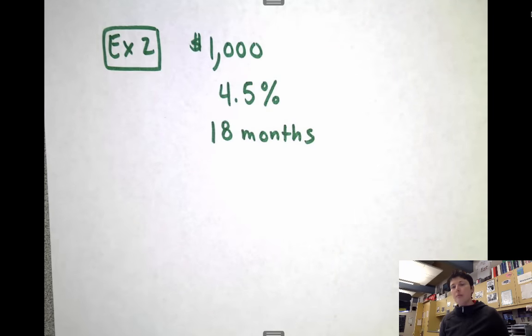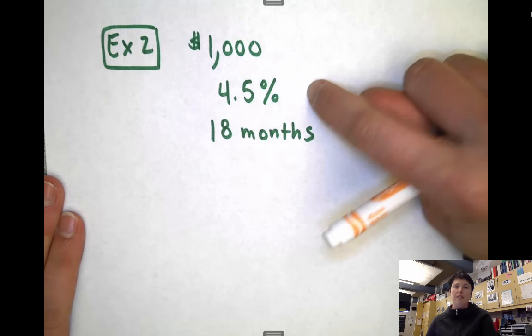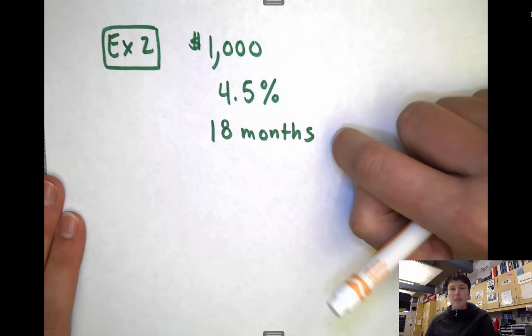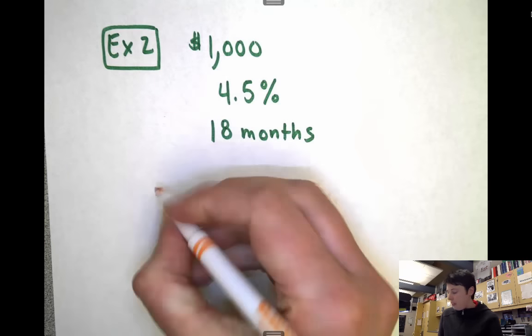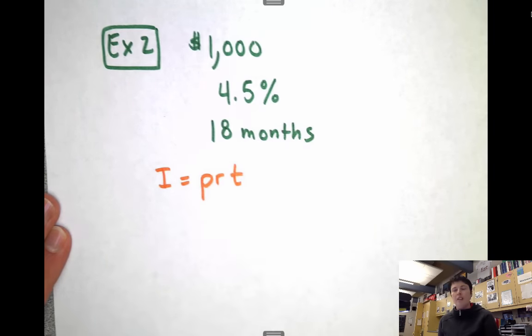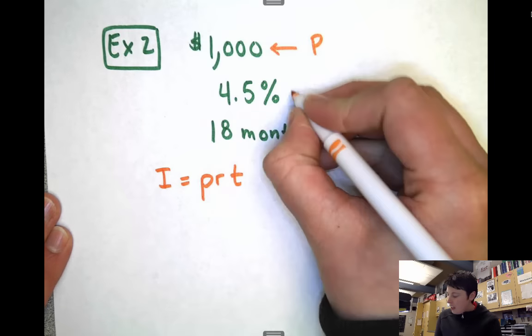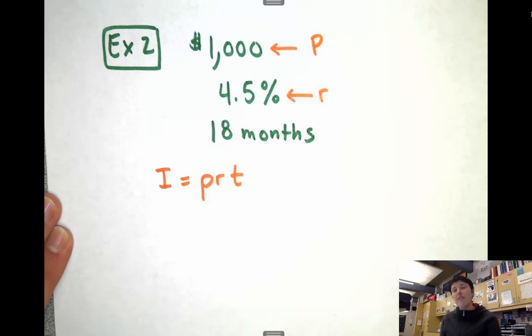Okay, let's say example 2 here. You start up a bank account with $1,000. You have a little bit more money, and you show up and you get a really good interest rate. This is probably unlikely, but let's imagine. You get 4.5% of interest, and they're going to pay you every 18 months. Okay, well, we know that we need to use the I equals PRT formula. I equals principal times rate times time. So here is the principal. It's $1,000. That's our starting number. Here is the rate. It's 4.5%. That's pretty good. 4.5 pennies on the dollar.